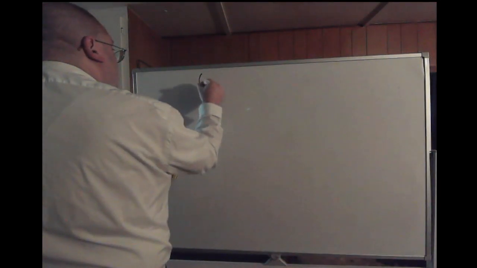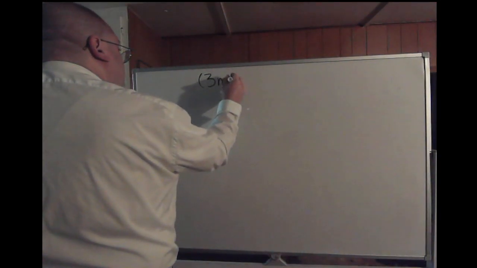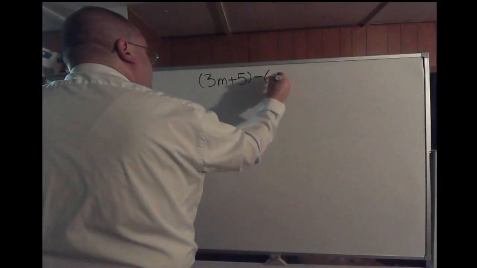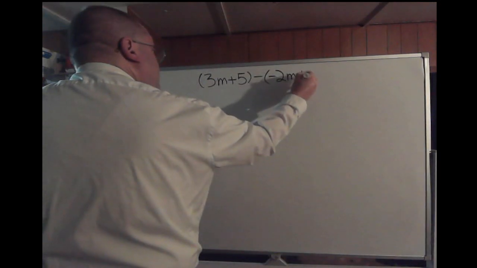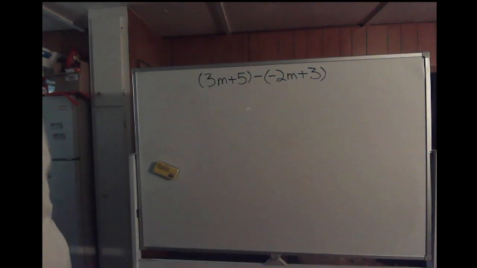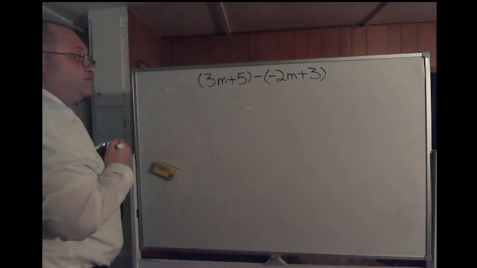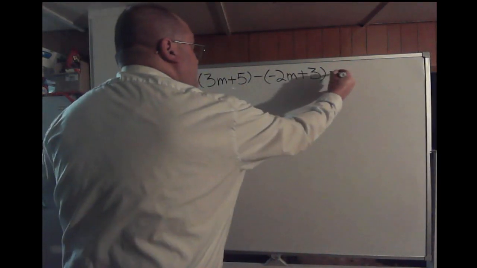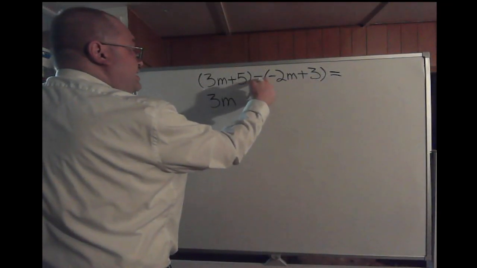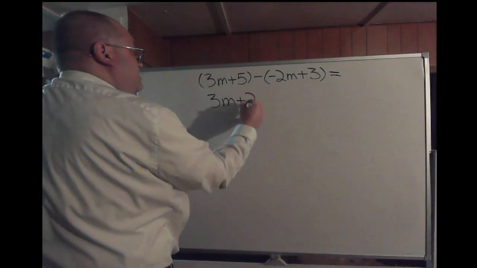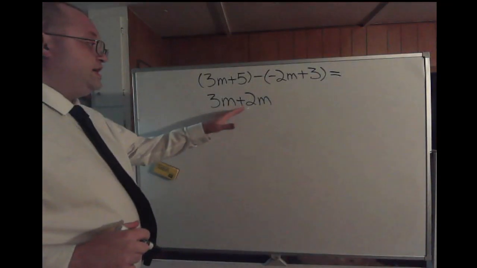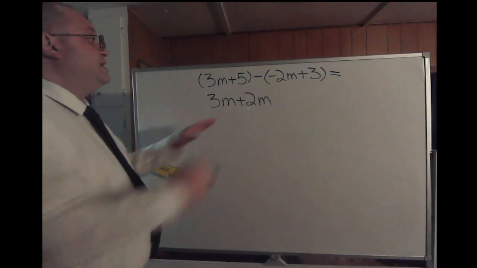Alright, let's see. We got 3m plus 5, that quantity, minus the quantity of negative 2m plus 3. Well, again, we want to find like terms. We want to group the like terms together between these two quantities. So the 3m, and then we distribute that minus, so minus minus 2m is plus 2m. So first start out, group your like terms together. Start with your variable terms and then deal with your constants.